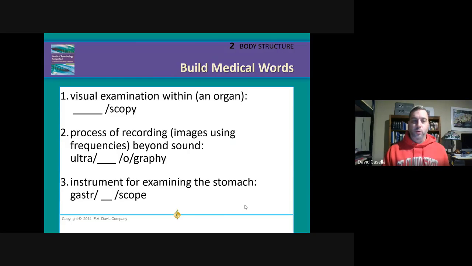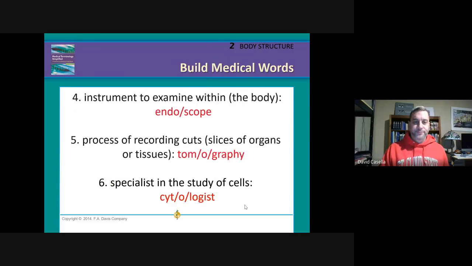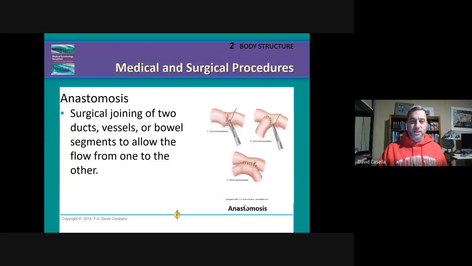And as you build medical words, you have to know them to build them. But here we can guess what you would put in here. And then when you learn them, you can see endoscopy, ultrasonography, and gastroscope. An endoscope examines within the body. Tomography is slicing of organs or tissues, or a process of recording, because graphy is recording. The tool is cutting. And a cytologist is someone who studies cells. Hematology, thermometer, radiologist, gastrology. Studying those words can be helpful for you.